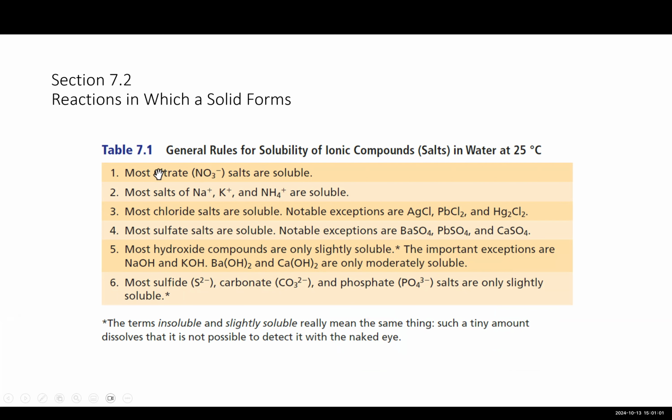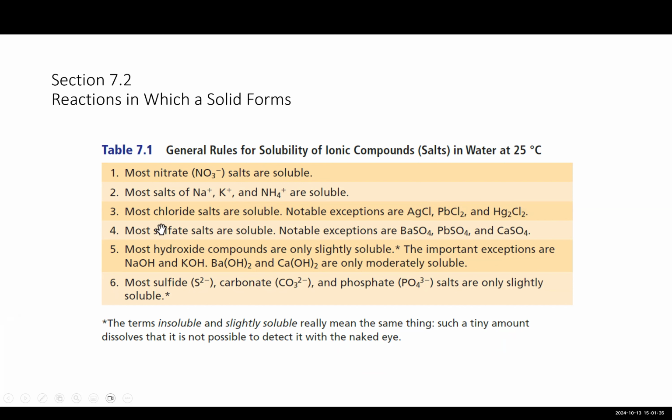Whatever salt has nitrate is going to be soluble. So barium nitrate is going to be an aqueous solution, as we see it. And most sodium, potassium, or ammonium ions with some other anion are going to be soluble. Most chlorides are soluble, but there are exceptions to this. Not soluble means that when you put these into the water, they're going to stay as a solid.